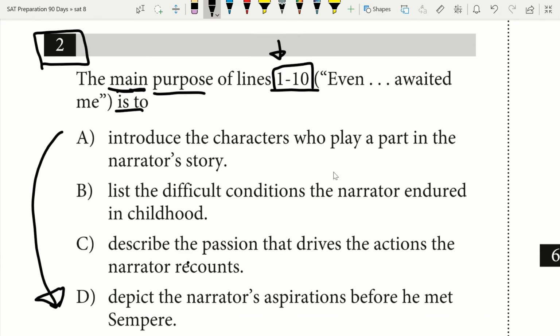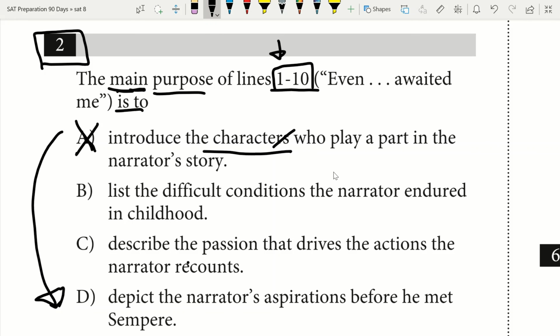All right, well, let's think. If you look at our options here, option A says introduce the characters who play a part in the narrative story. There's only one character we're talking about here. The only character we're concerned with at this point is the narrator. So that's wrong because it's saying plural characters and we're only talking really about one.